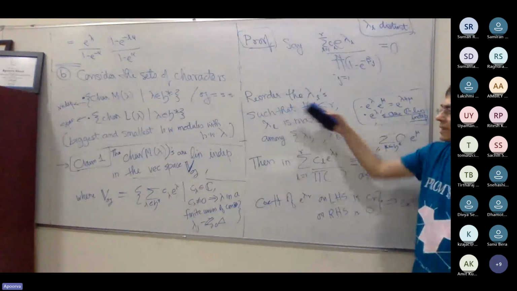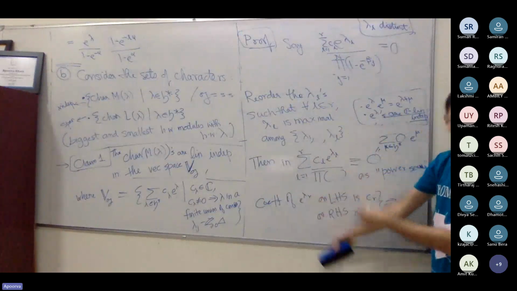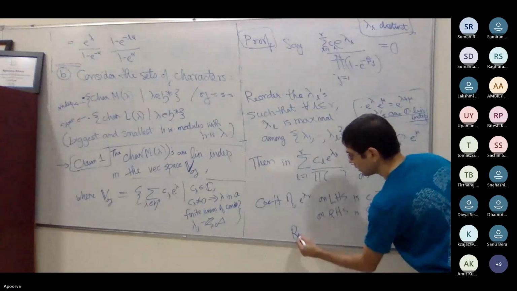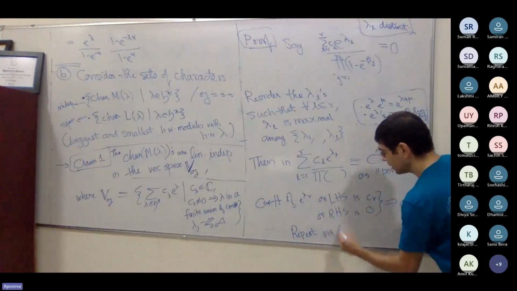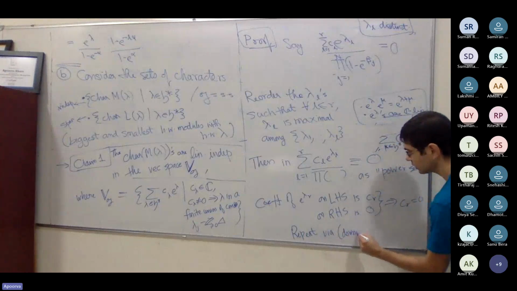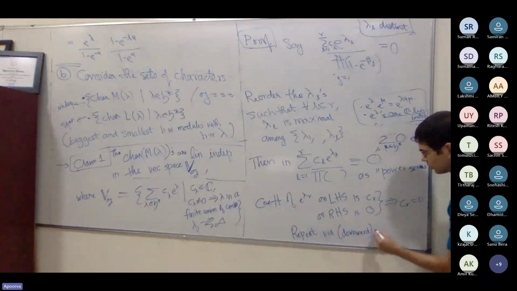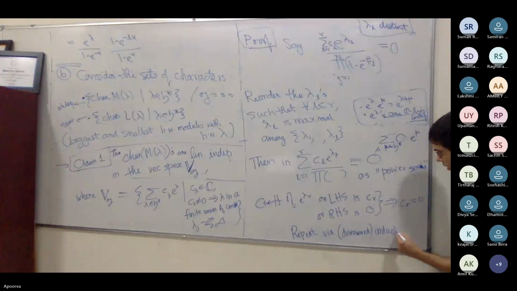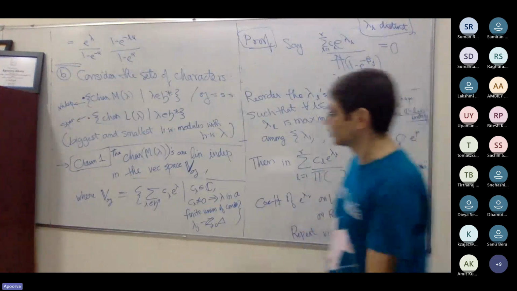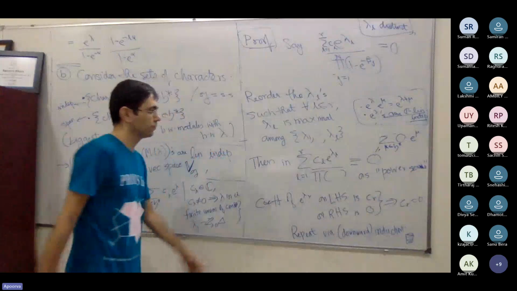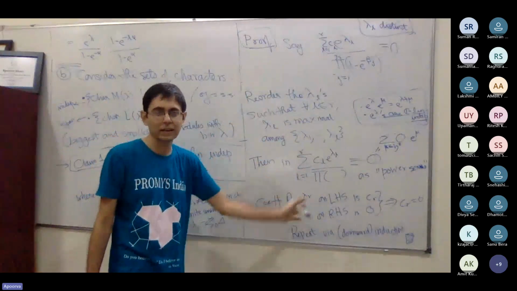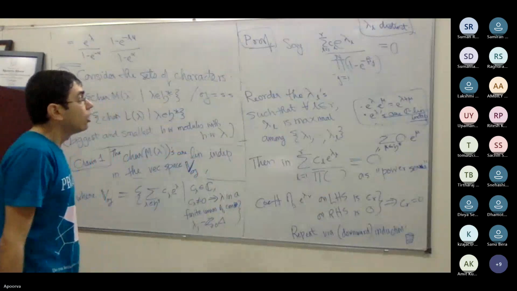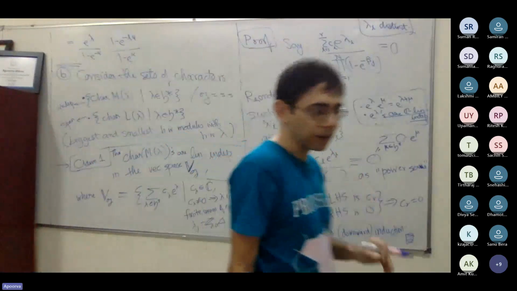Now play the same game, because lambda R minus 1 is maximal. Repeat via downward induction, or just induction. So this is how you can write down the formal proof, but basically the idea was sort of clear. So this is why Verma module characters are independent.